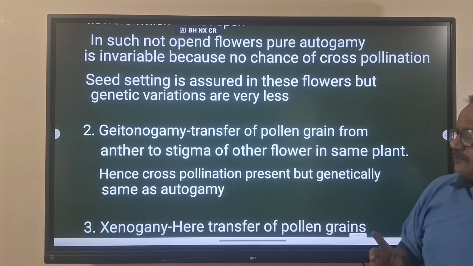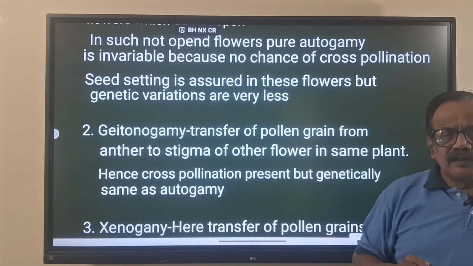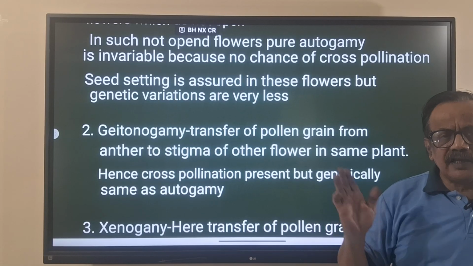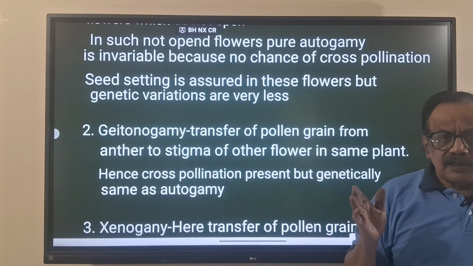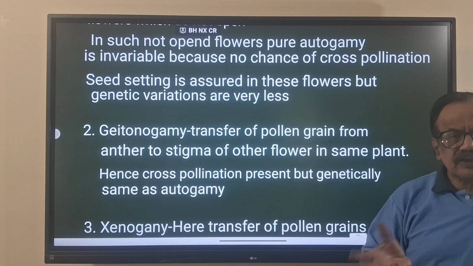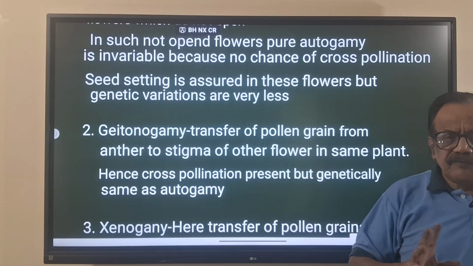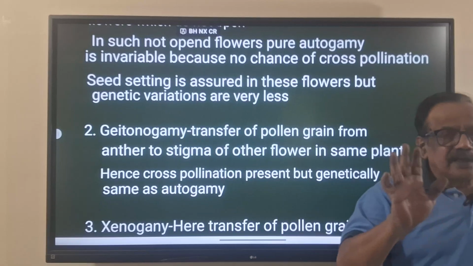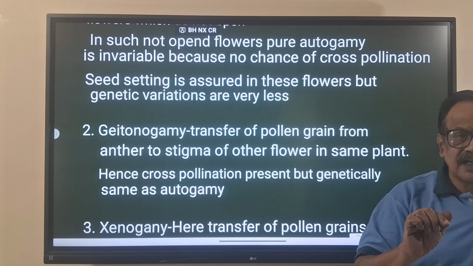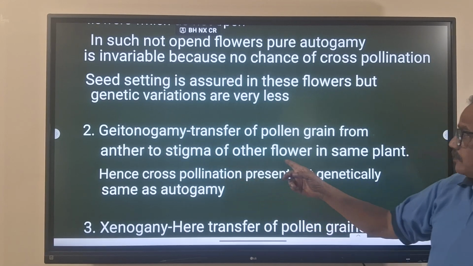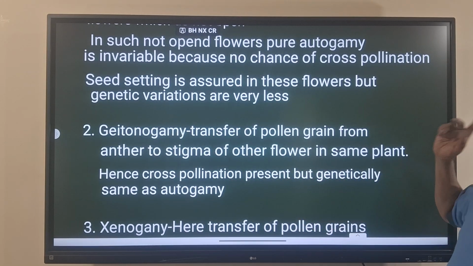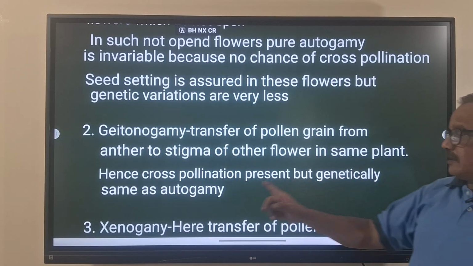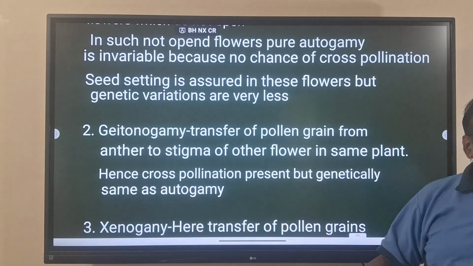And now one thing I am telling. It is not necessary for the plant to produce separate male and female flowers. If it is a bisexual flower also, both are maturing at a time. If the pollen is transferred from one flower to another flower, it is Geitonogamy. That is how questions are created. Try to understand that. So, the pollen goes to the stigma of a flower on the same plant. Here, cross pollination is present, but genetically it is the same as autogamy.